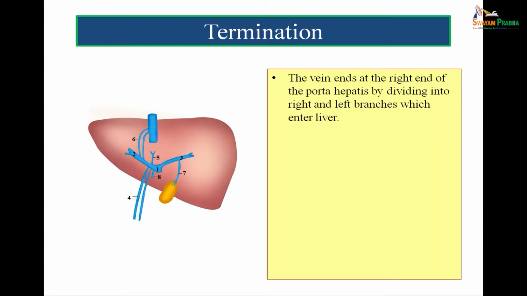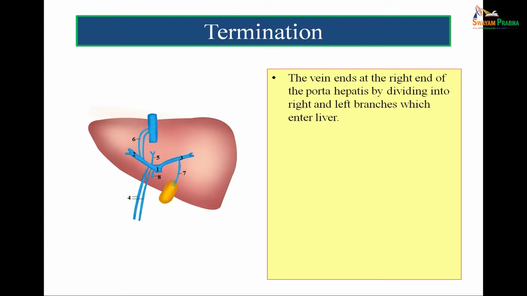Now, regarding the termination of the portal vein, a transverse fissure about 5 cm long called the porta hepatis is present in relation to the liver. The portal vein ends at the right end of the porta hepatis by dividing into right and left branches. In this figure we can see the right branch and the left branch of the portal vein. Once the right branch is formed, the vein marked by 7, that is the cystic vein from the gallbladder, enters it, and then this right branch enters the liver.